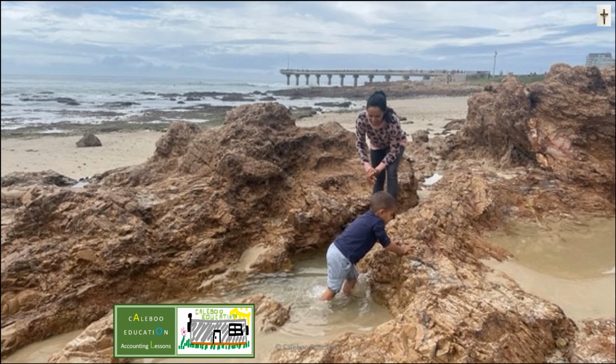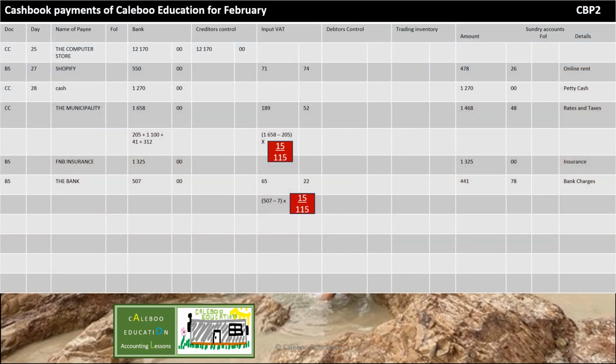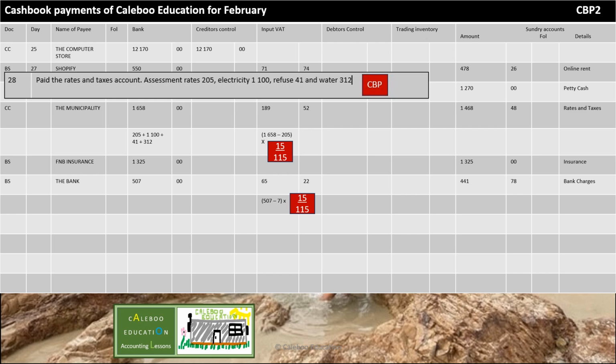And the lesson is getting long. So let's speed it up. Let's see what transaction we're dealing with now. It says here on the 28th we paid the rates and taxes. The rates and taxes was broken down into the following.